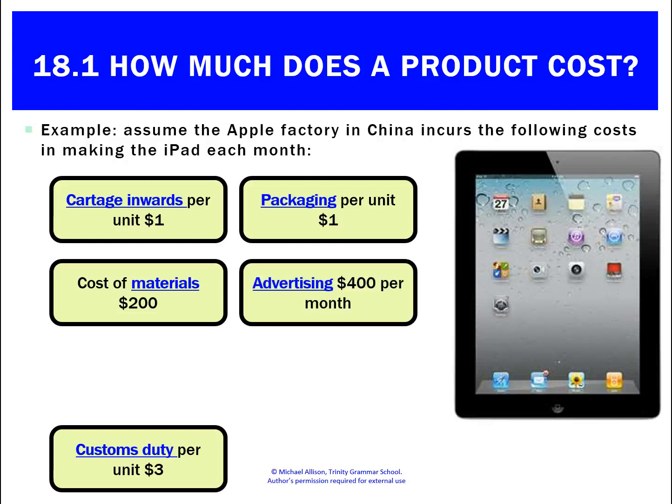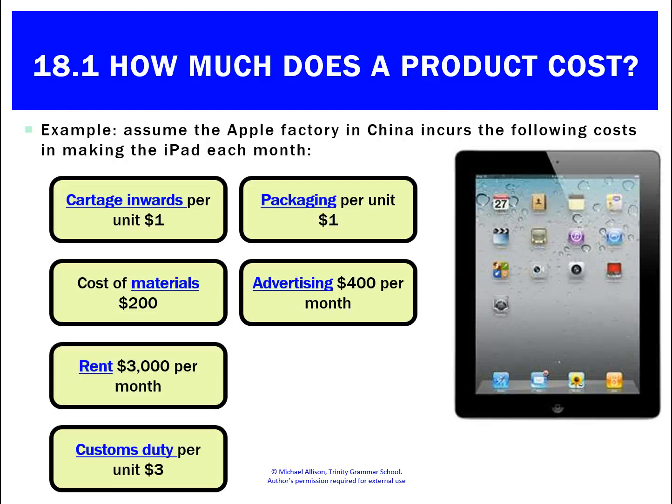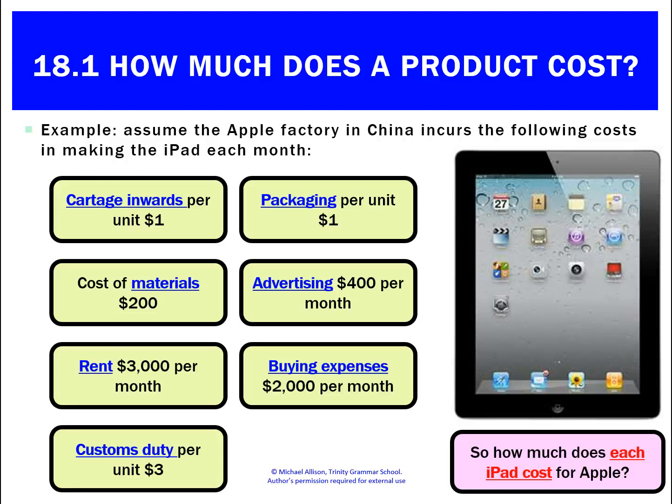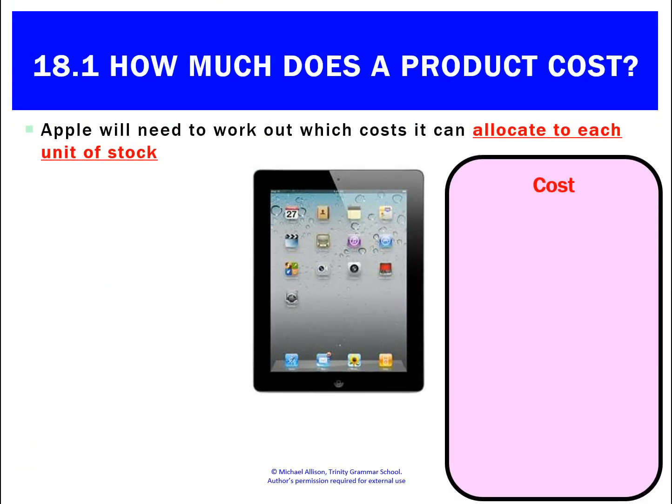You've got the advertising of $400 a month. Rent for the factory is $3,000 a month. And then we've got some buying expenses, which are $2,000 a month. So the question is, how much does each iPad cost to make for Apple? So let's look at some of these costs.